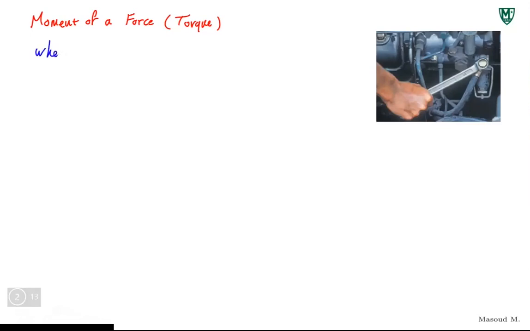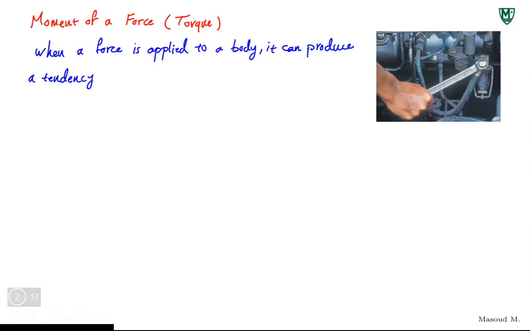When a force is applied to a body, it can produce a tendency for, let's say, the body to rotate about a point.